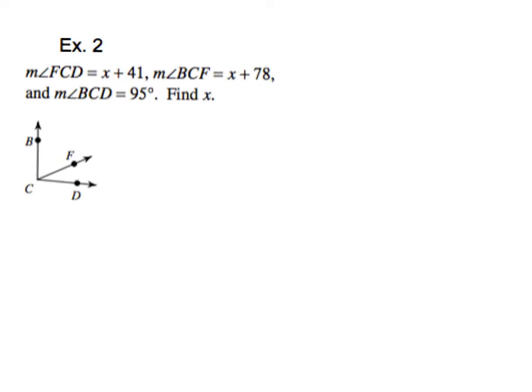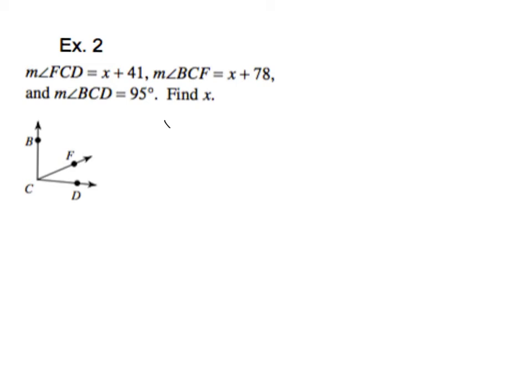All right, next example. So we have the measurement of angle FCD is x plus 41, and then we have the measurement of angle BCF is x plus 78. And then we know that the measurement of BCD, which is the whole thing, is 95. We're wanting to look for the value of x. So all we have to do is set the two smaller angles and add them up and make them equal to the whole entire one.